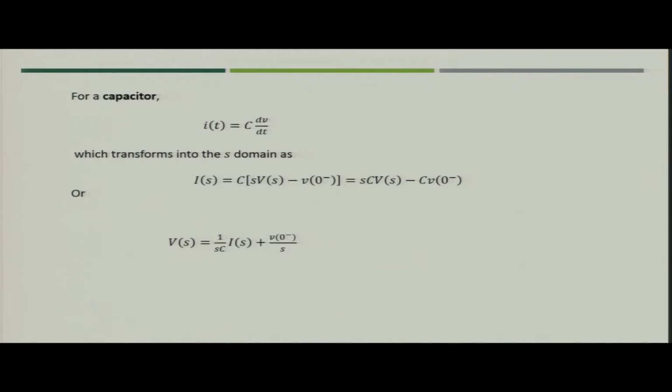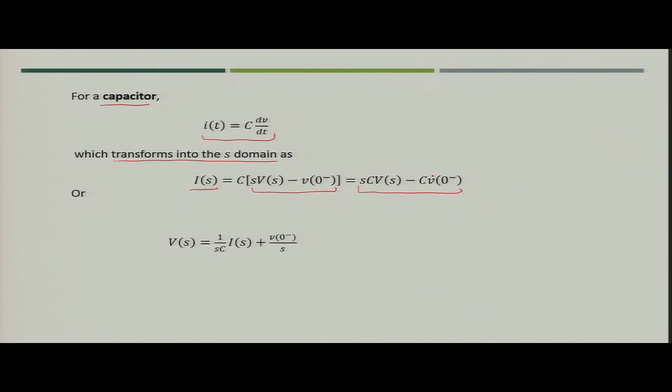Now, next let us talk about the capacitor. In case of a capacitor, we know that current at any time t can be given by C dv by dt. So, using the equation in time domain, we will transform this into S domain. When we convert it into S domain, it will become I(s) equal to C, and then dv by dt will be converted again into s into V(s) minus v at time t equal to 0.